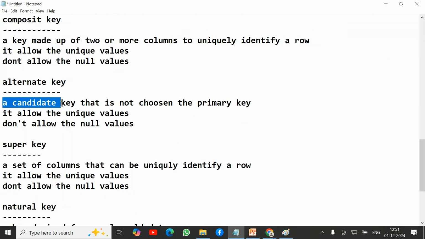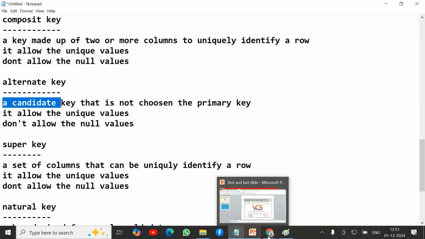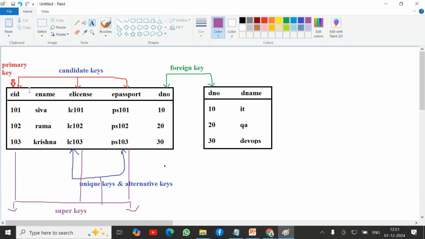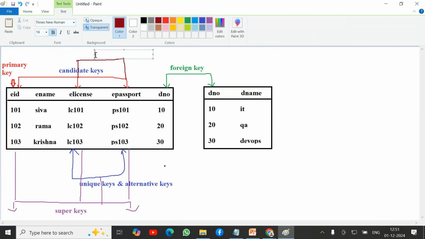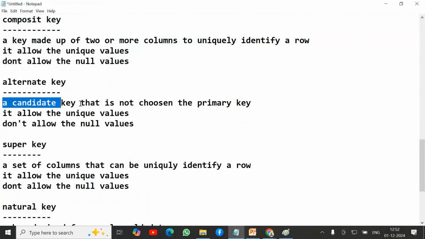An alternative key is a candidate key that is not chosen as the primary key. We already discussed that in this scenario the candidate keys are employee ID, license, and passport. These three are the candidate keys, but the alternative keys are these two. That is a candidate key but not chosen as the primary key, which is nothing but an alternative key.